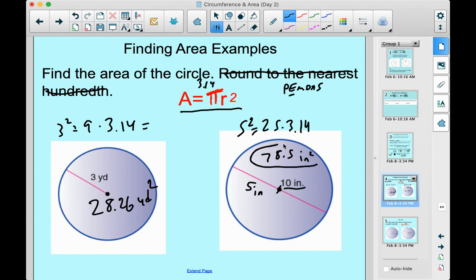Okay. So remembering what that means, a square inch is a square that's 1 inch by 1 inch. Okay, so if I had a bunch of these 1 inch by 1 inch squares, this area tells me I could fit about 78 and a half of these squares inside this circle before I ran out of room.